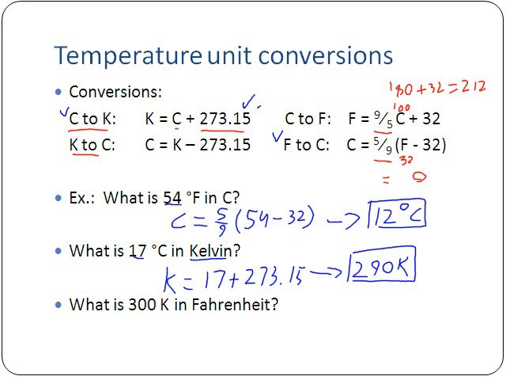Last one, what's 300 K in Fahrenheit? We don't have a Fahrenheit to Kelvin or Kelvin to Fahrenheit conversion. So what we're going to have to do is convert first from Kelvin into Celsius and then go to Fahrenheit. And so we know that Celsius is Kelvin minus 273.15, right up there.